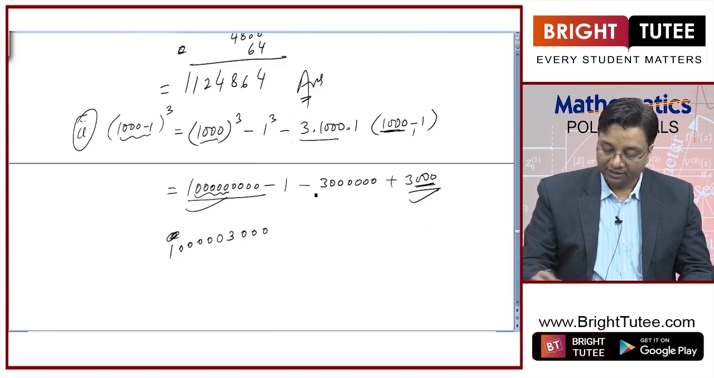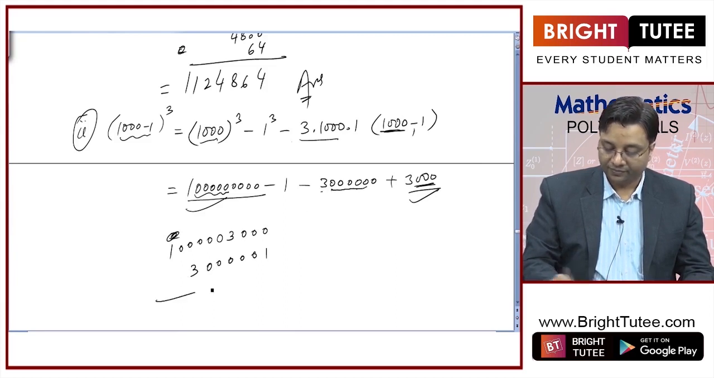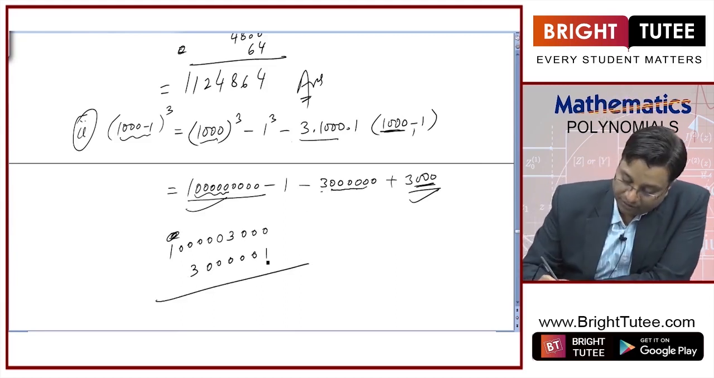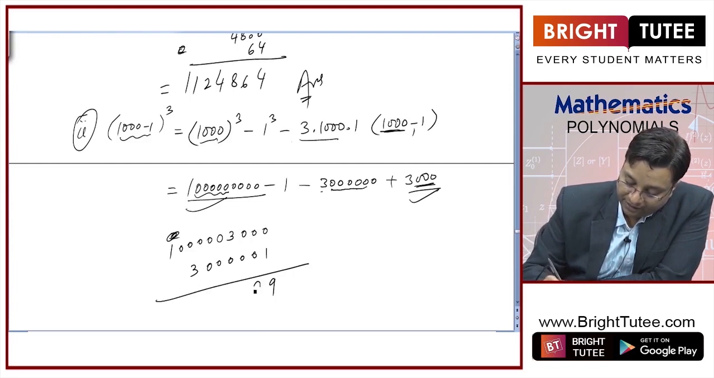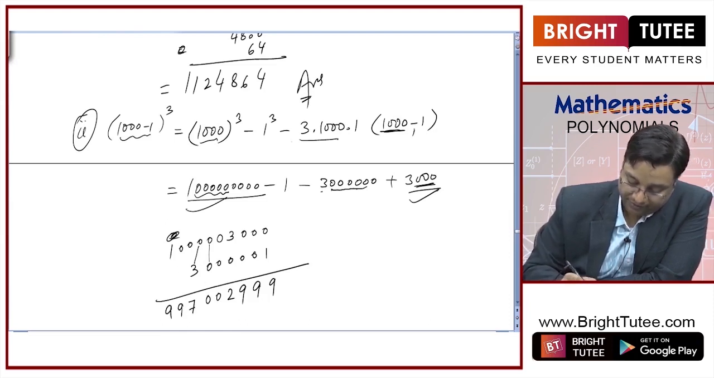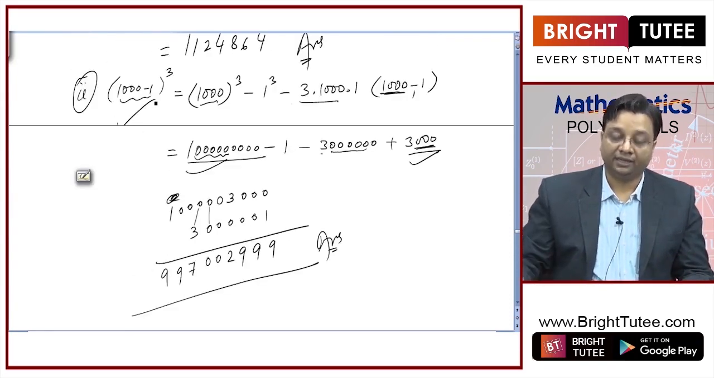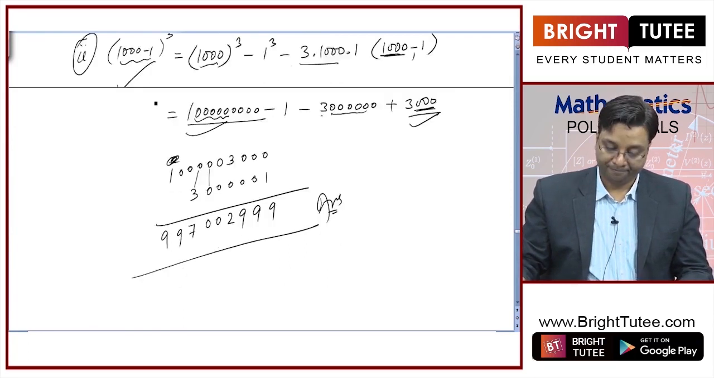Now I need to subtract this 1 in the end and then 1 2 3 4 5 zeros and then a 3. Okay, now 10 minus 1 is 9, 9 9 2, 0 0, 10 minus 3 is 7, 9 9. Okay, so this is the answer for 999 whole cube.